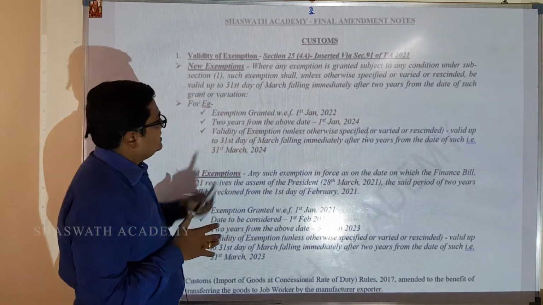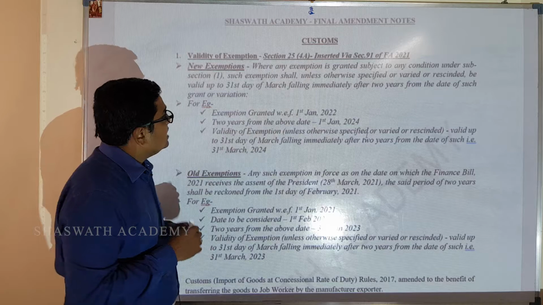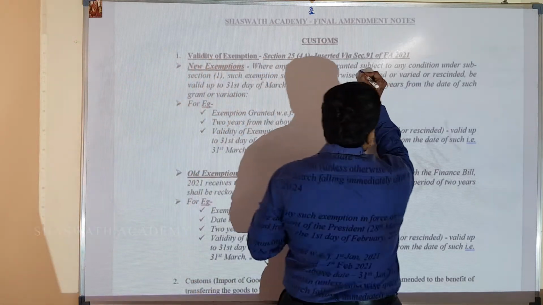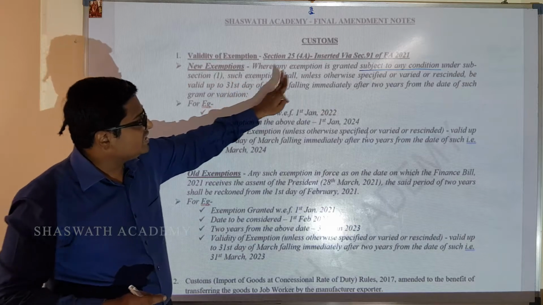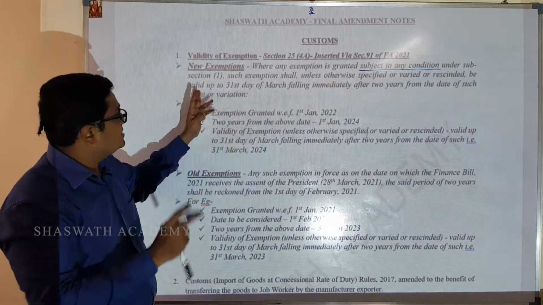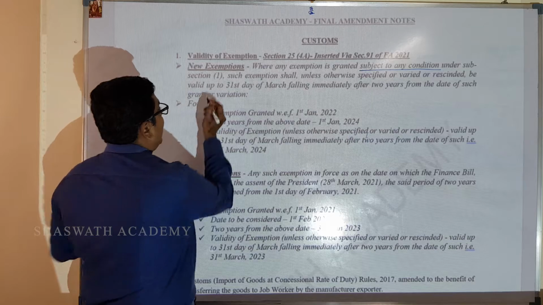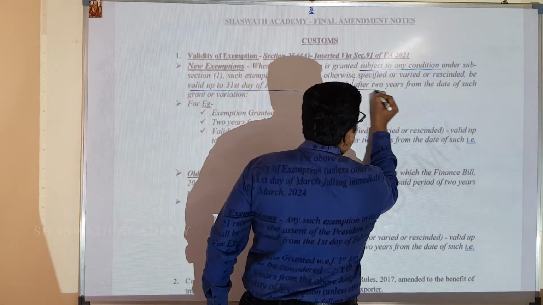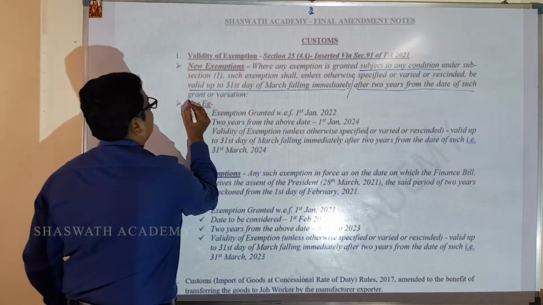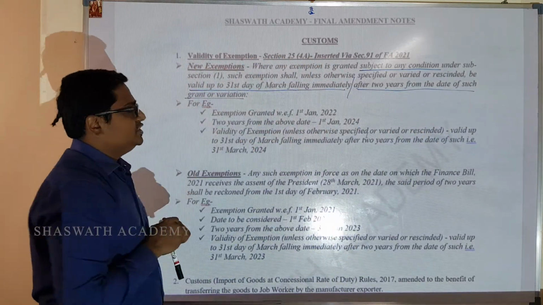So let us go ahead to understand where any exemption is granted subject to any condition. That's very important. Subject to any condition under subsection 1, such exemption shall, unless otherwise specified or varied or rescinded, be valid up to 31st March falling immediately after 2 years from the date of such grant or variation.